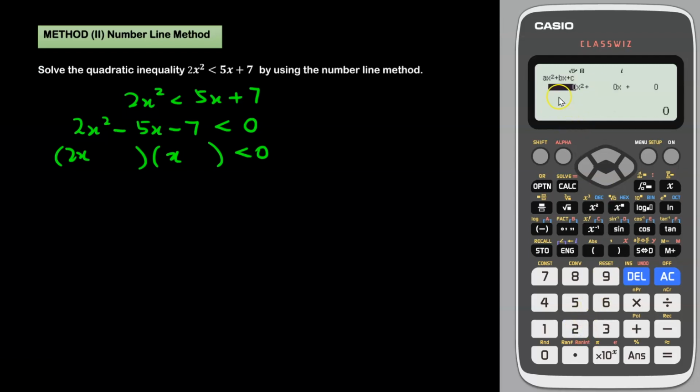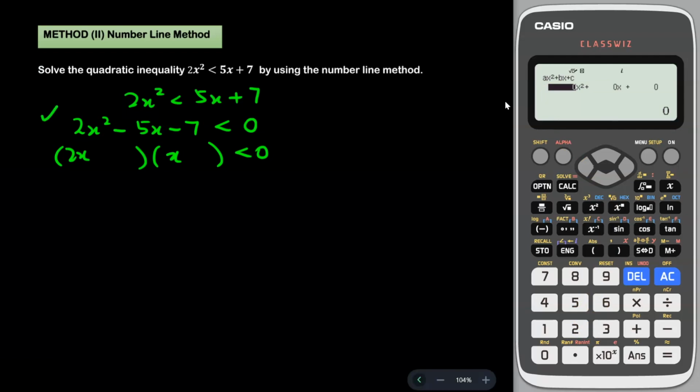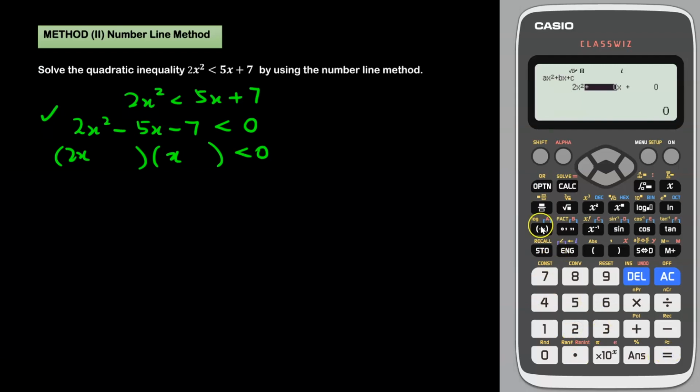And then we're going to sub in the values of A, B, and C. So let's look at step 2. A is 2, B is negative 5, and C is negative 7. So we're going to key in these three values into our calculator. So 2 equals, then negative 5 equals, and then negative 7 equals. So we get 7 over 2.